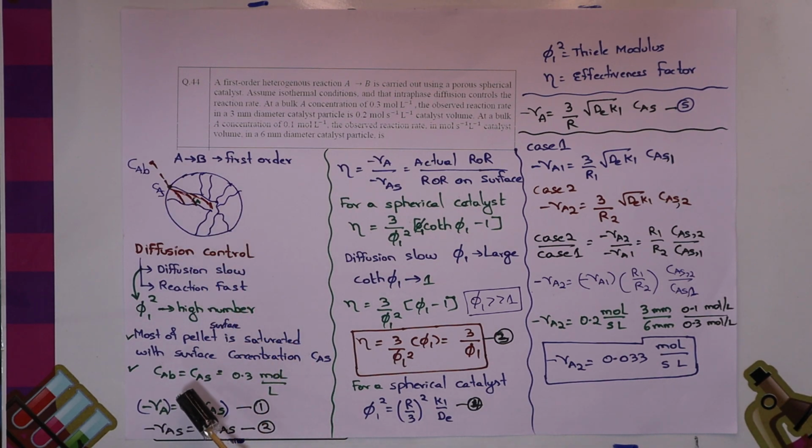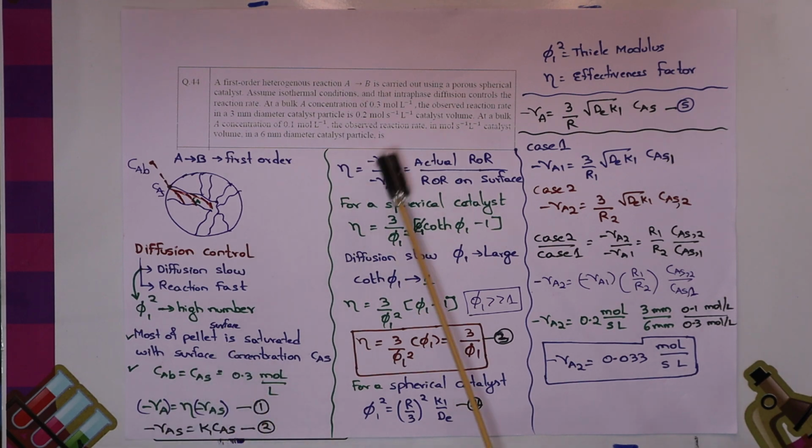If the Thiele modulus is high, what can we observe here? Most of the pellet surface is saturated with the surface concentration CAS. That means if the molecules are slowly coming into the catalyst, because it is slow, most of the surface is saturated with CAS. If it were consumed fast, the concentration would drop on the surface. Because the diffusion is very slow, the entire surface is saturated with the high concentration, which is called the surface concentration of the reactant A.